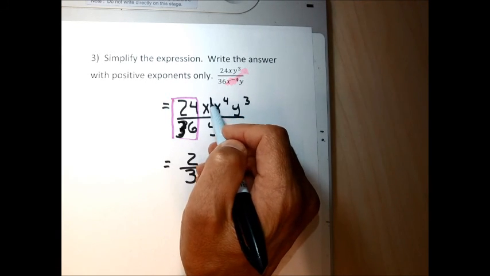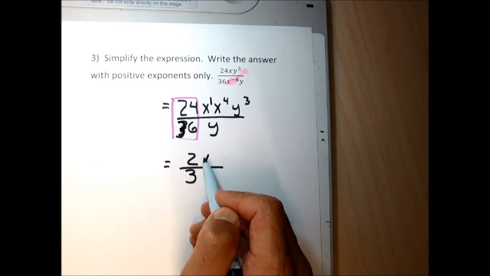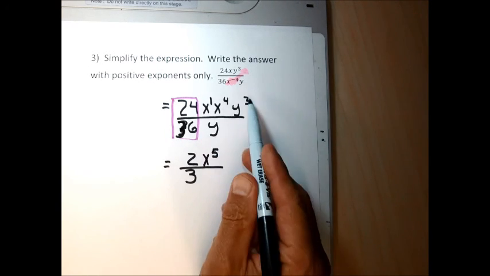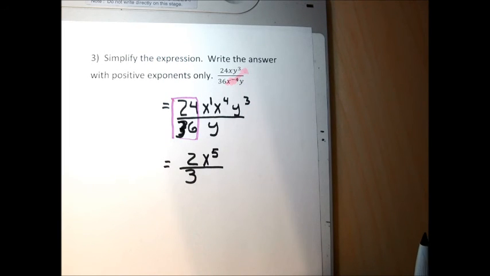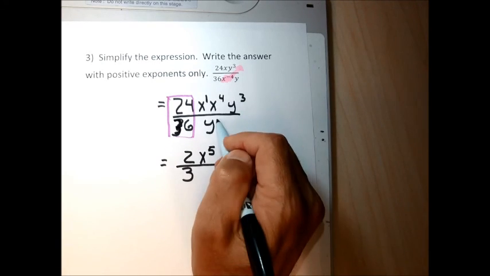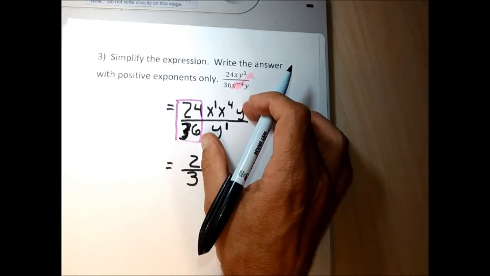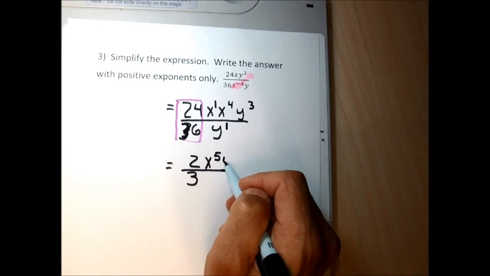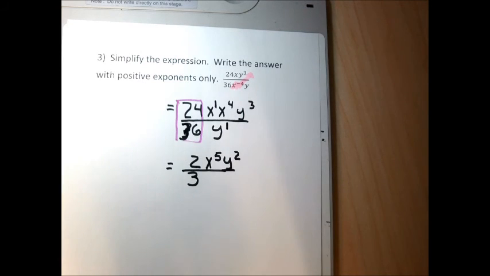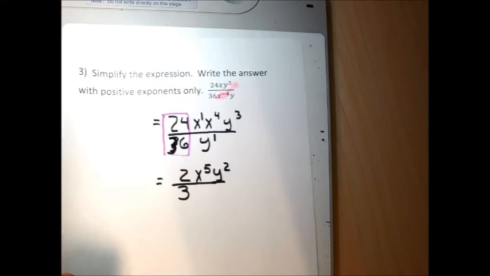The first x in the numerator has an implied exponent of 1, and when I combine those, I get an x to the 5th. For the y's, because they're 1 in the numerator, 1 in the denominator, I subtract the exponents and leave the y where the larger exponent is. The bigger exponent on the y is in the numerator, so the y is going to wind up in the numerator. The y in the denominator has an exponent of 1. I subtract the exponents, 3 minus 1, and I get a 2 for the exponent of the y. It ends up in the numerator because the bigger exponent of the y is in the numerator. And that's the whole answer for number 3.